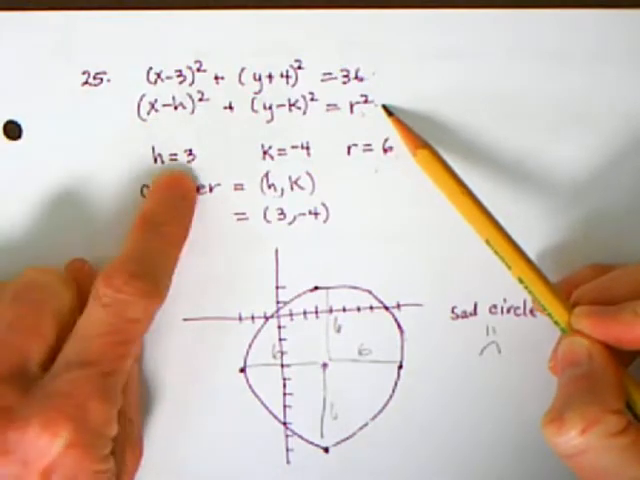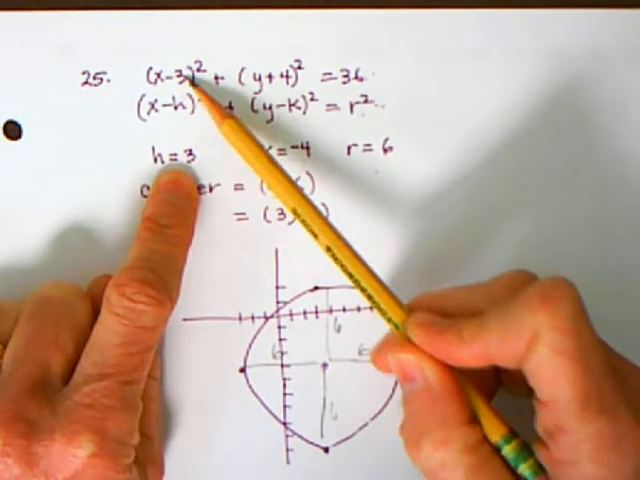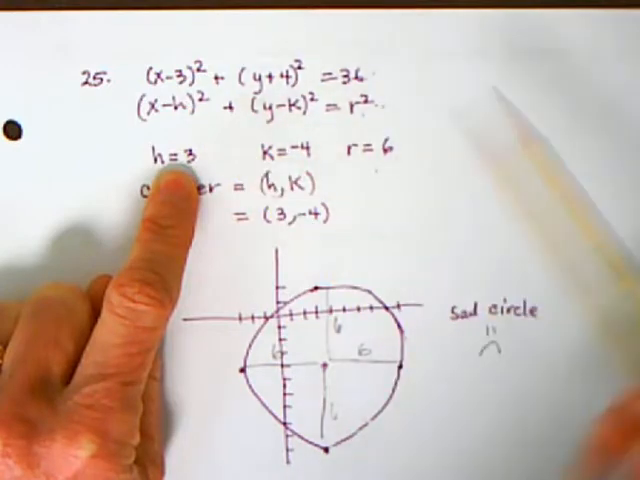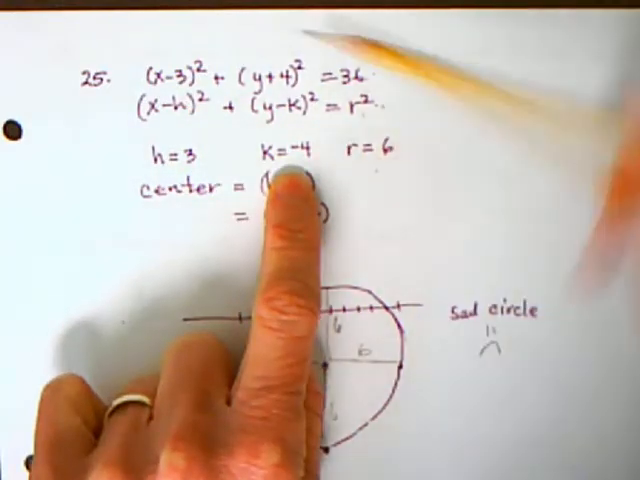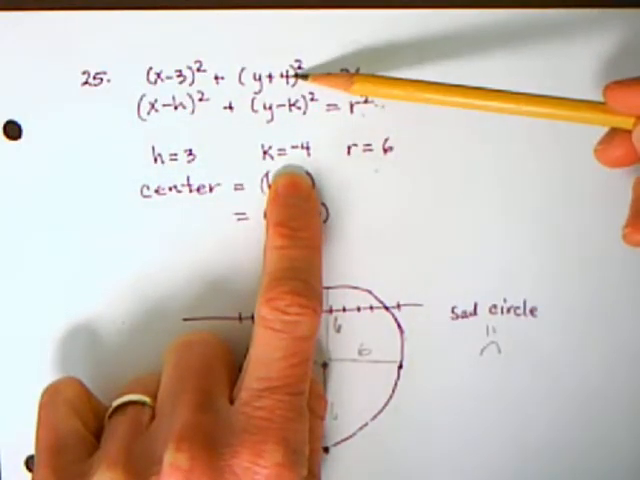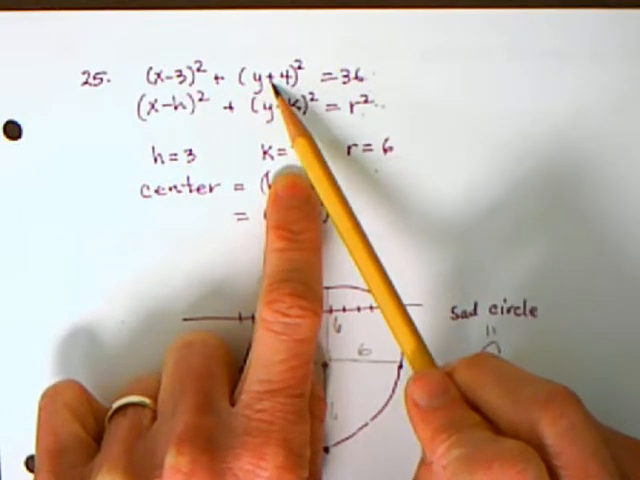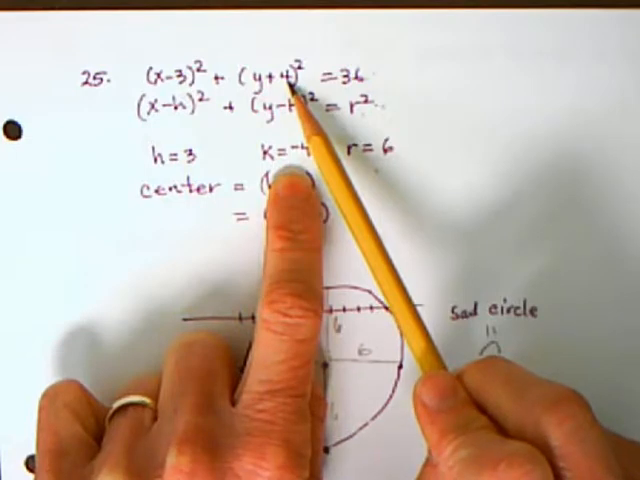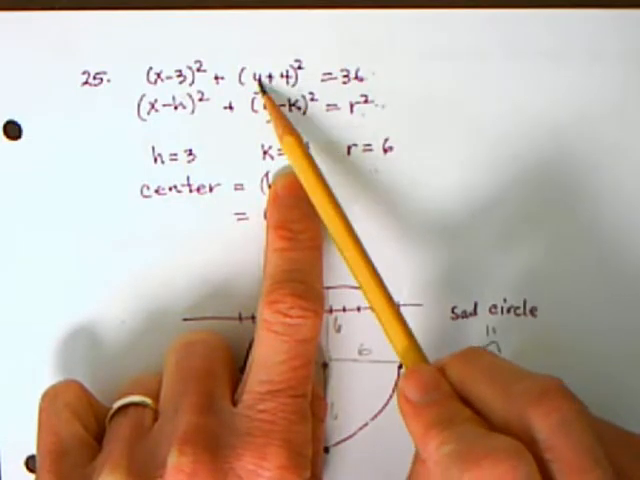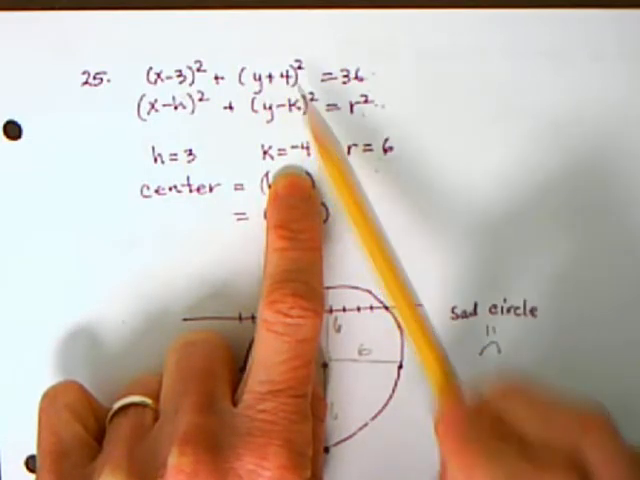So it's clear from the pattern that h is 3. Also clear that k is negative 4. The reason it's negative 4, the pattern goes y minus k, and here I have a y plus 4. Well, how do I get a y plus 4? That's y minus a negative 4, so k is negative 4.